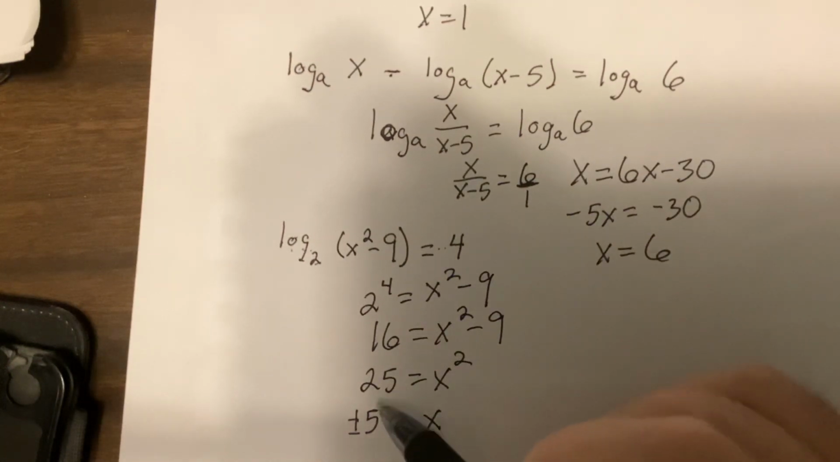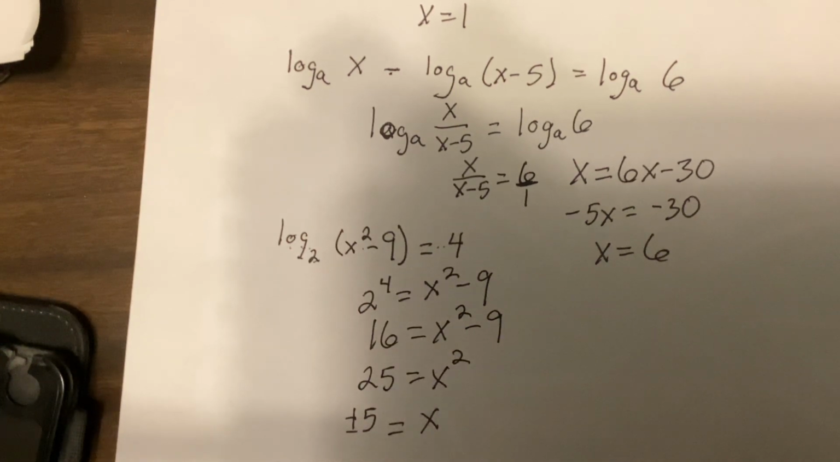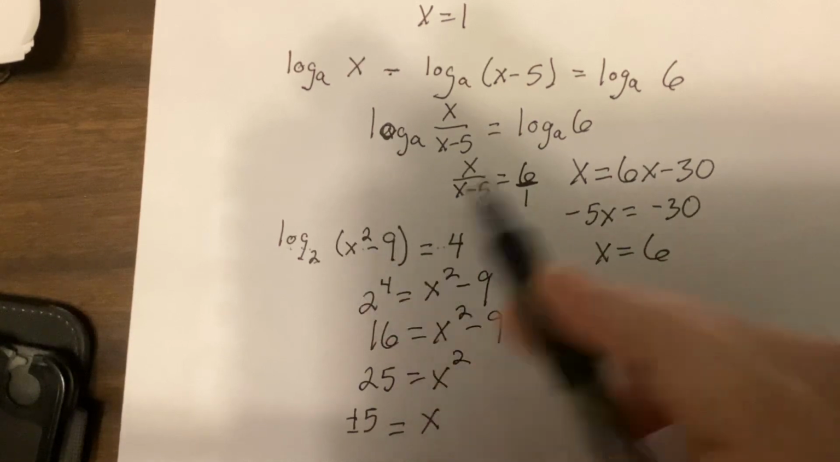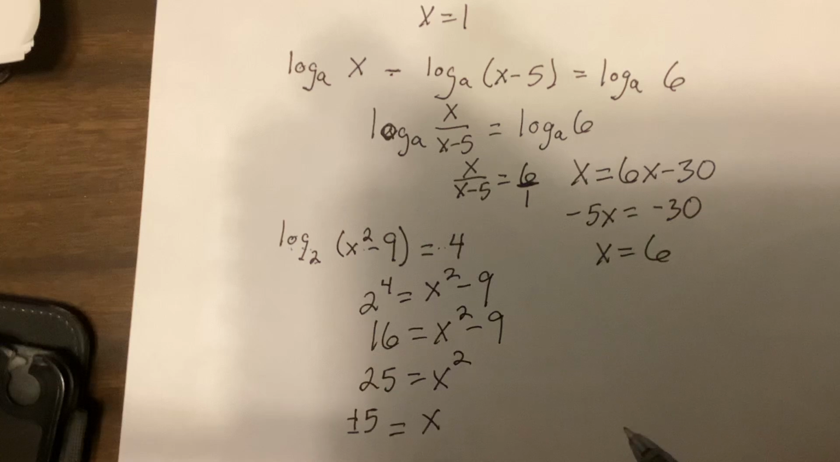Now, notice I'm squaring both numbers, so therefore I can use both numbers. Negative 5 squared is 25, minus 9 is 16. It still works out. Life is good.